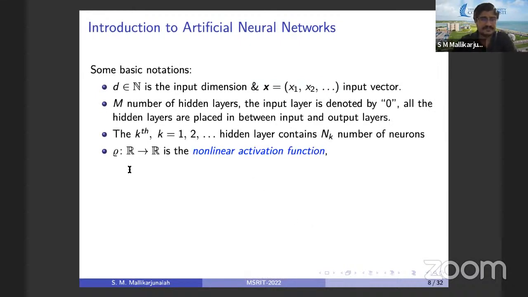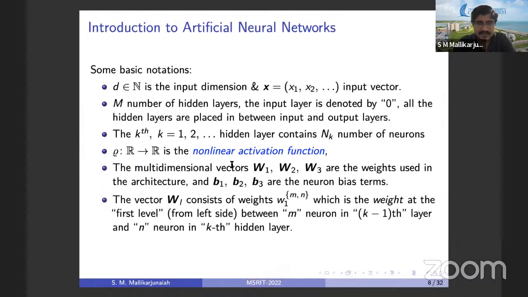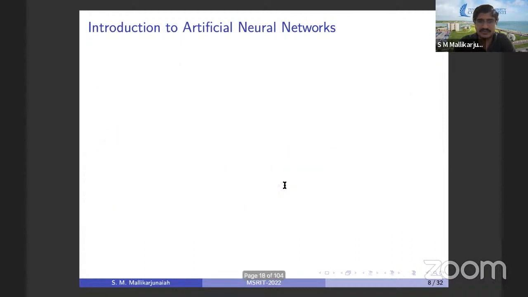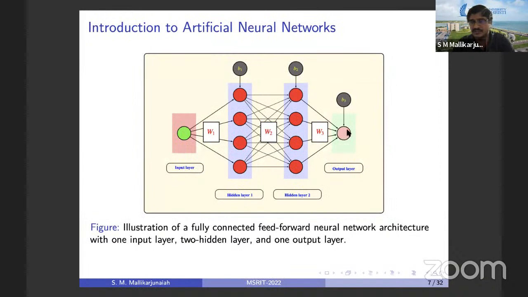Okay, now rho is the nonlinear activation function. I'm going to tell you what that is. And the multi-dimensional vectors called W1, W2, W3 are called weights. And B1, B2, B3 are called neuron bias terms. Now we need bias and weights even to get the output layer. That's why we need three sets of weights and three sets of bias. Now weights can be matrices, so multiplying weights with the information in each of the hidden layers, especially in each neuron, is like a matrix scalar multiplication.